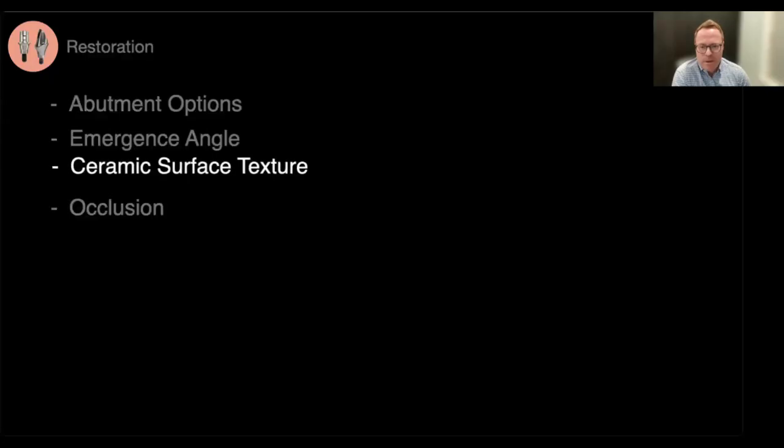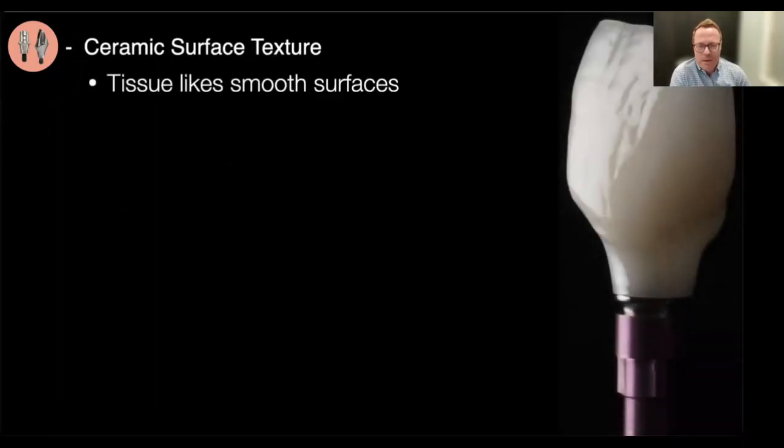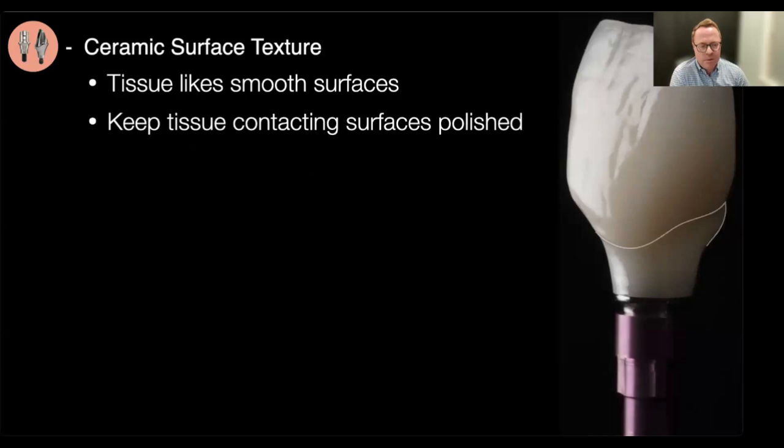The ceramic surface texture is one of the last topics here. And what I mean by this is that anything that's going to be below the tissue, so it's going to be subgingival, the tissue really likes highly polished surfaces, like zirconia is a great example of that. So I like to have that mechanically polished by hand. I don't like that to be glazed or have porcelain on it. I want it to be highly polished monolithic zirconia.